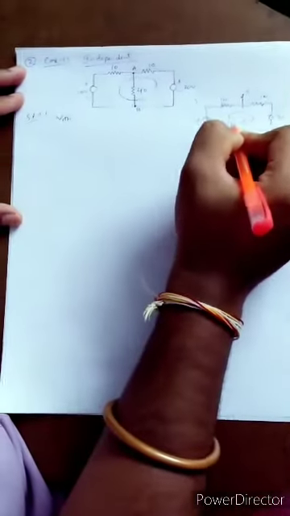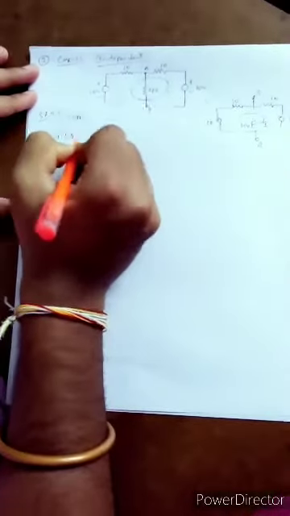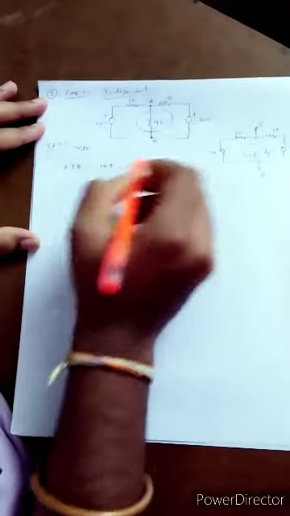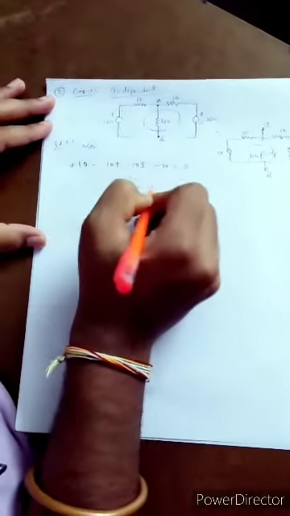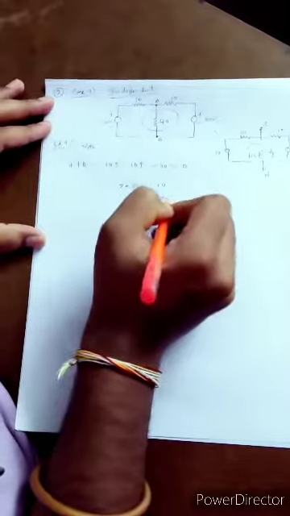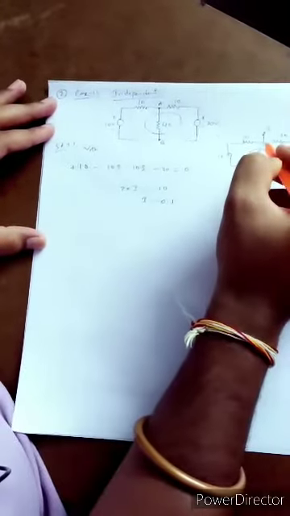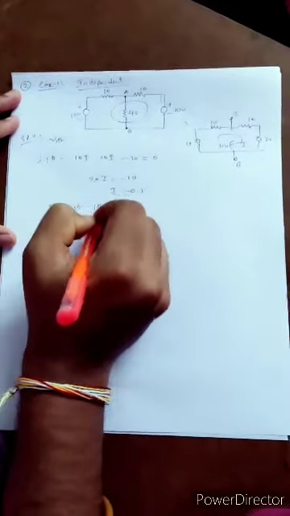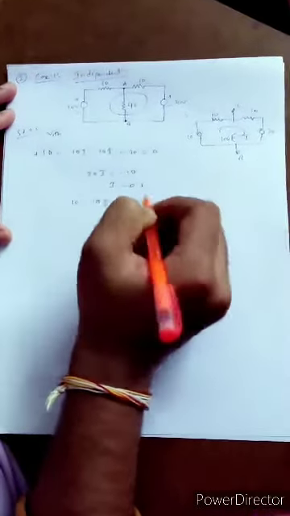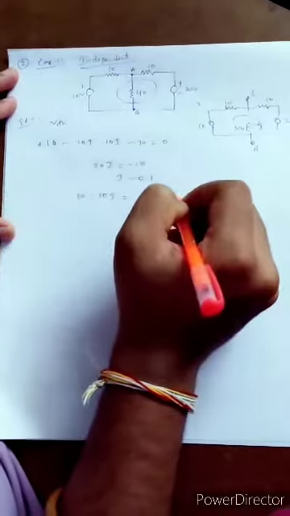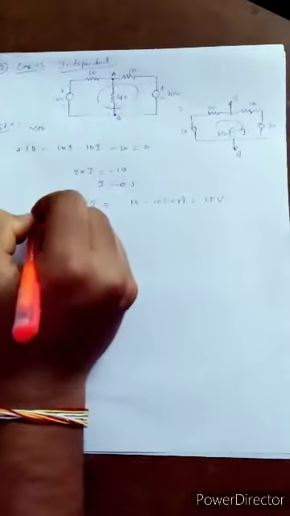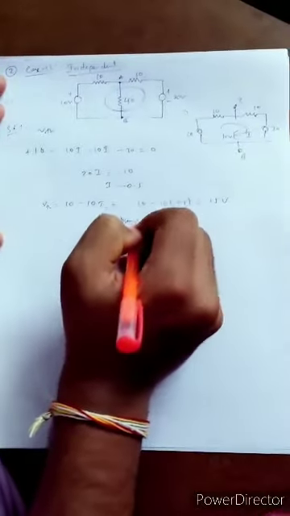Now by writing KVL in this circuit, with I as the current flowing through the circuit: 10 minus 10I minus 10I minus 20 equals 0. That is 20I equals minus 10. I will be minus 0.5. And the voltage across the two terminals A and B will be 10 minus 10I, which equals 10 minus 10 into minus 0.5, that is 15 volts. This is VTH. VTH equals 15 volts.